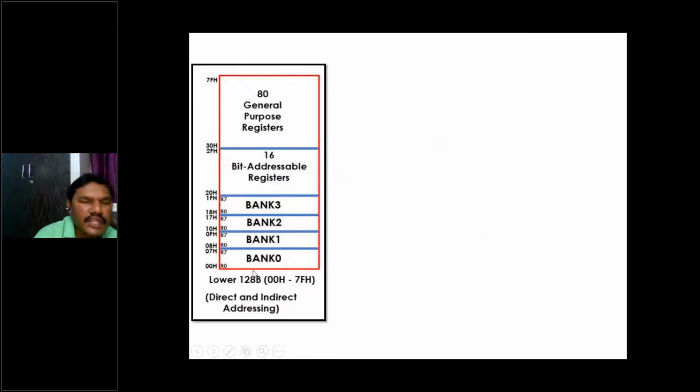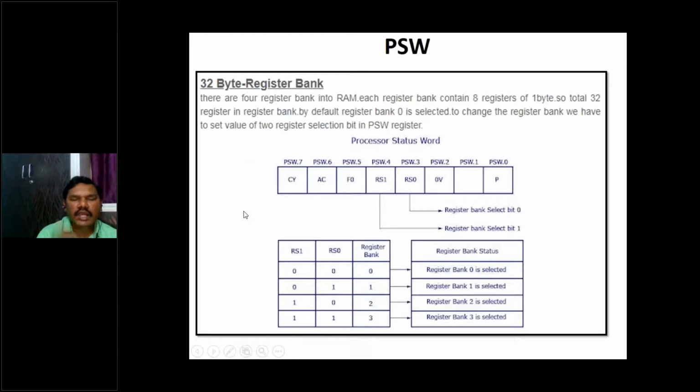What is bank 1? This is bank 0. Bank 0 means R0 to R7. This is bank 1, here 8 to 15. Here it is bank 2, 10 to 17. Here bank 3 means 18 to 1F. Internally they are all R0 to R7. Because they have the same name, we can program by using these bits.